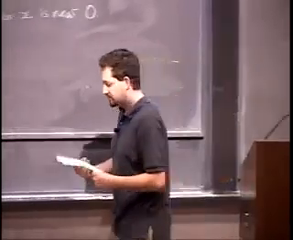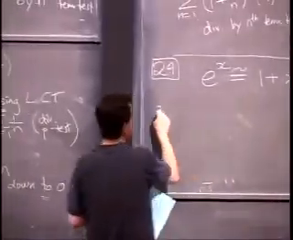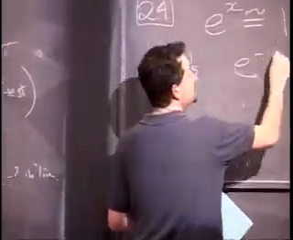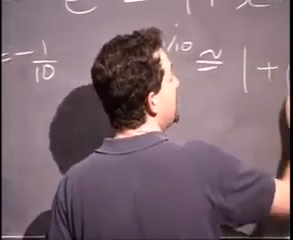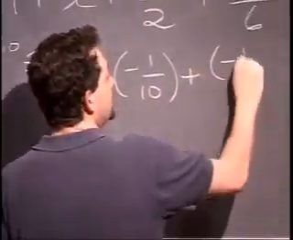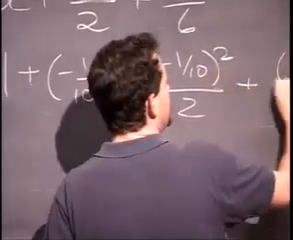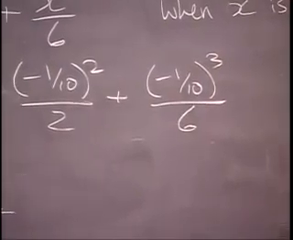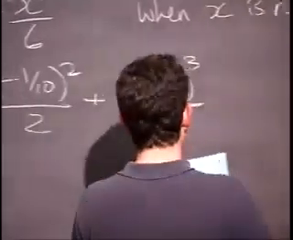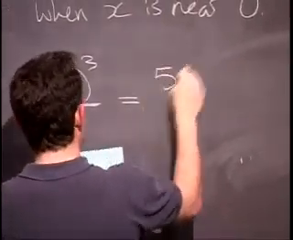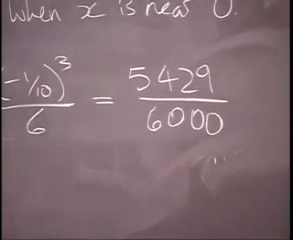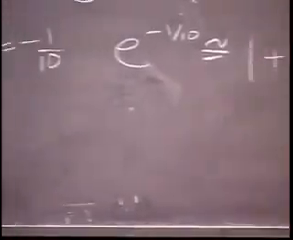I'm not proving it yet, but let's just see what happens if I substitute minus a tenth. That's a pretty small number after all. So this says that e to the minus a tenth is approximately equal to 1 plus minus a tenth plus (minus a tenth) squared over 2 plus (minus a tenth) cubed over 6. And this is a simple enough fraction that you can work it out. You expand this to 1/100th and minus 1/1,000th, and you find out that it equals 5429 over 6,000. You could just do that by hand. But this is a fraction that turns out to be very close to this number, and yet that's almost impossible to compute without a calculator.